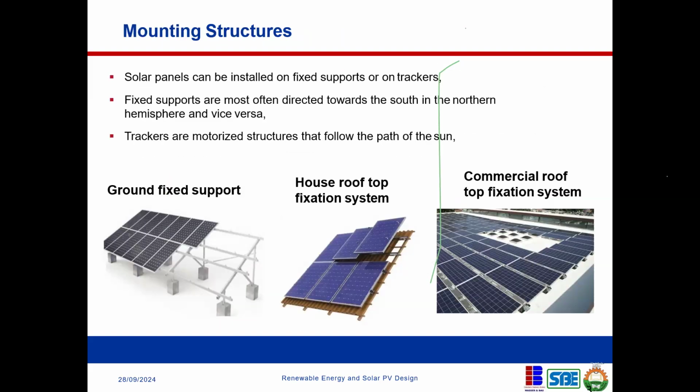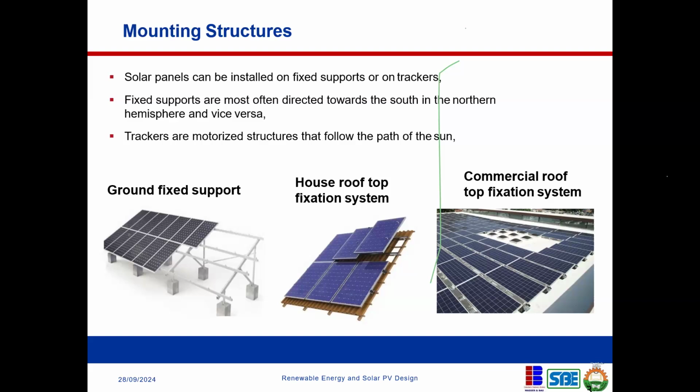Still a mountain structure. Sometimes you get to a building, you want to mount a solar system on a roof, and then you find out that the angle of inclination of the roof is such that it's not going to give you the best output from the solar panel. In that case, what do you do?